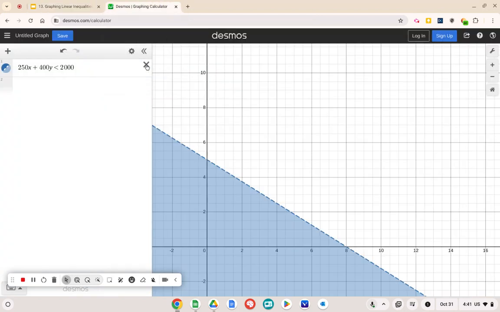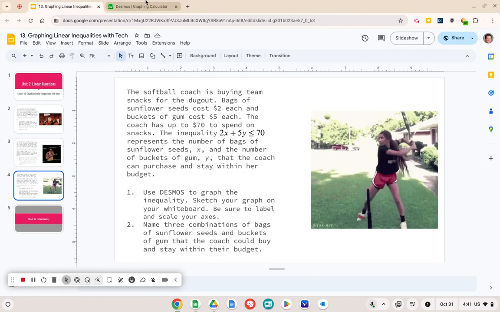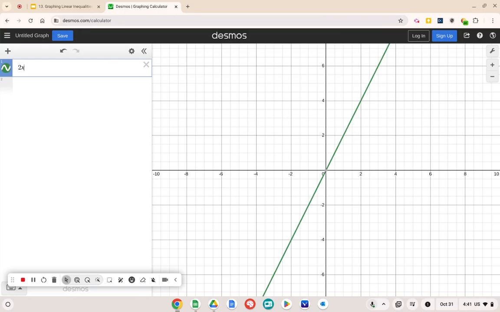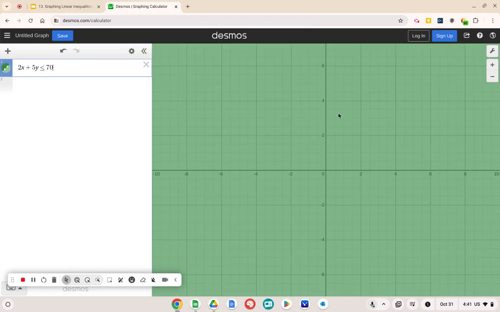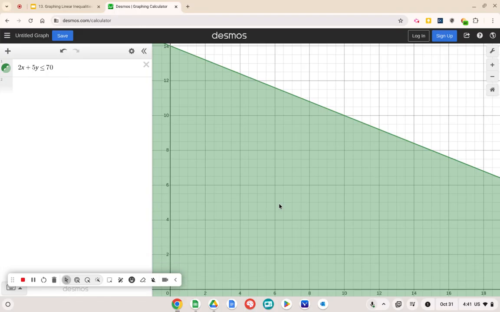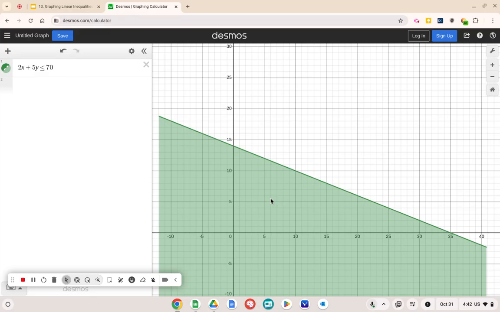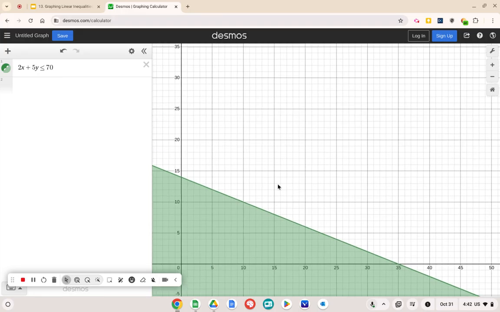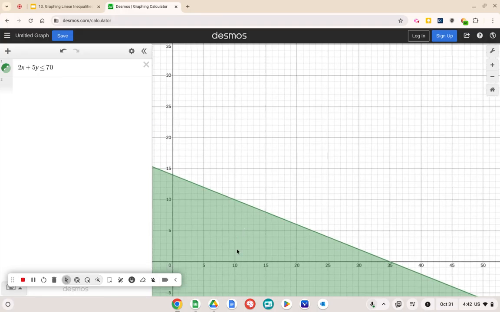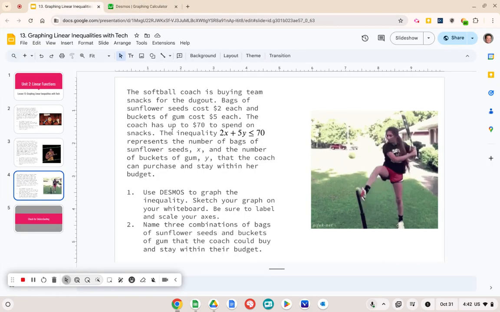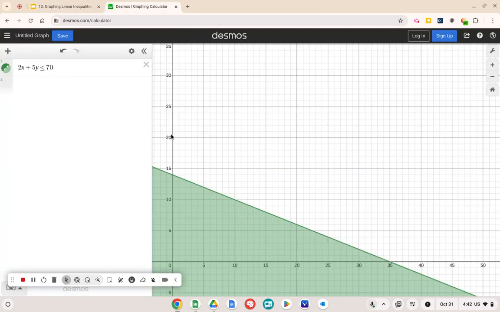All right, so let's go reset our graph. So we have 2x plus 5y is less than or equal to 70. All right, so let's see if we can just drag a little bit, and there's our graph. We can actually see it fairly well. We could zoom out a little bit if we want to, and then you could see both intercepts. It looks like 1, 2, 3, 4, 5. They're still counting by ones on both the x and y axis. Again, we're only focusing on the positive values. X, again, represents the number of bags of sunflower seeds, and y is the number of buckets of gum.